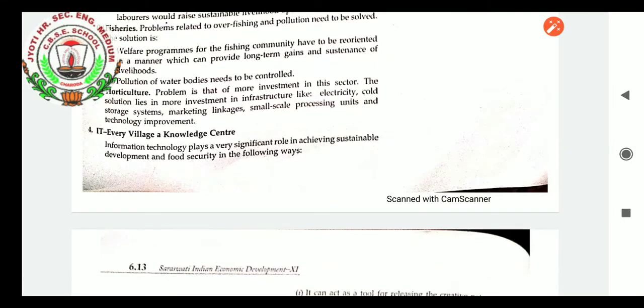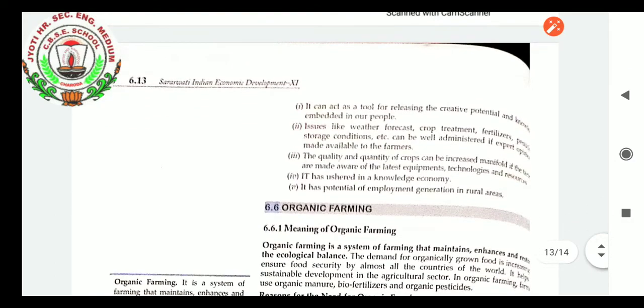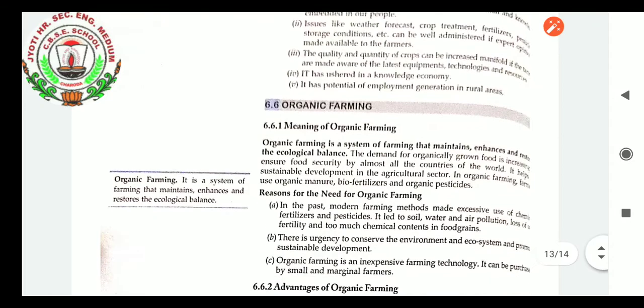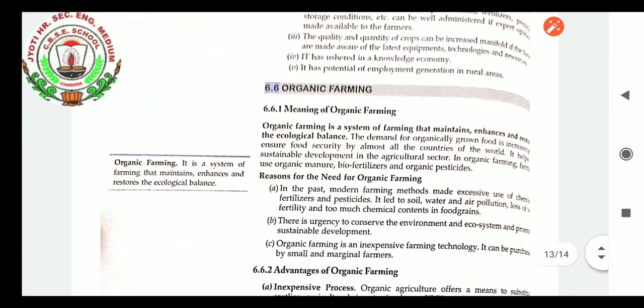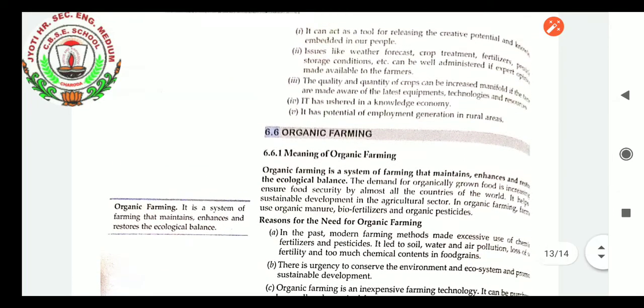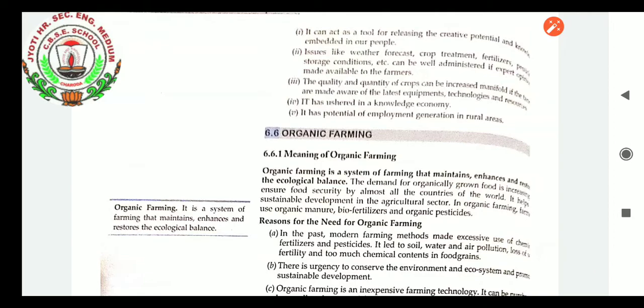IT, every village a knowledge center. Information technology plays a very significant role in achieving sustainable development and food security in the following ways. It can act as a tool for releasing the creative potential and knowledge embedded in our people. Issues like weather forecasts, crop treatment, fertilizers, pesticides, storage, condition, etc. can be well administered if expert options are made available to the farmers. The quality and quantity of crops can be increased manifold if the farmers are made aware of the latest equipment, technology and resources.